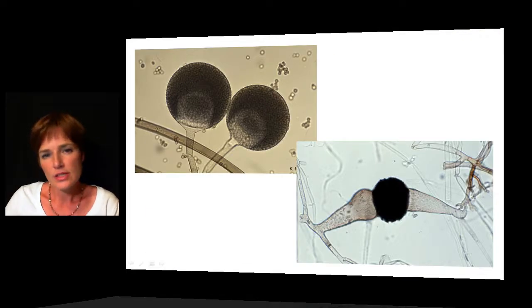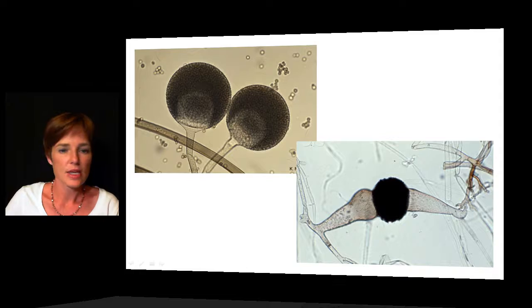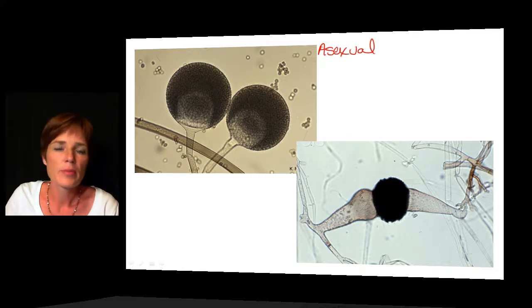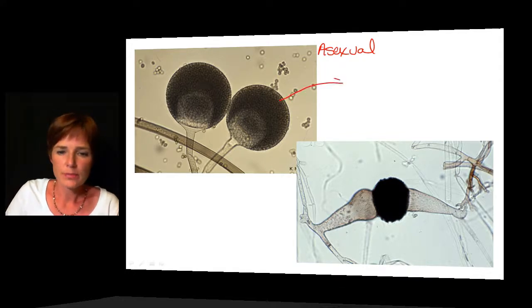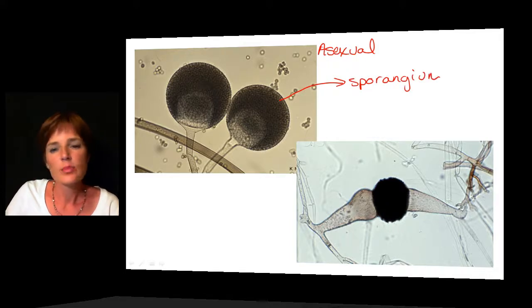So here's a look at the two different types of spores that can be produced by the Zygomycota. The ones at the top here, these are asexual spores. And this would be the most common spore type. So most of the time with Zygomycota, as long as they have plenty of food available to them, they will be reproducing asexually. These are what we call sporangia. And these sporangia would produce asexual spores. So all of the spores that are being released from these would be clones of each other.